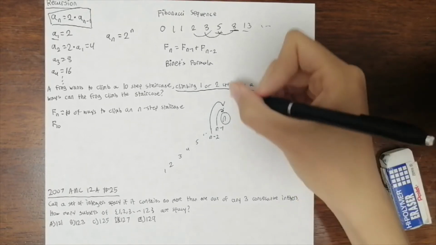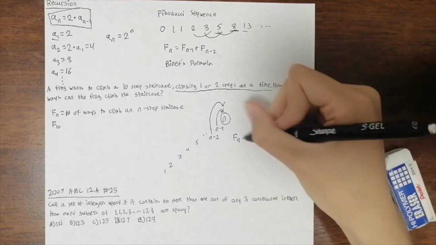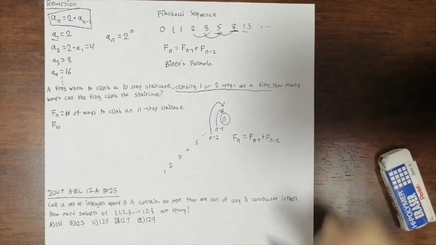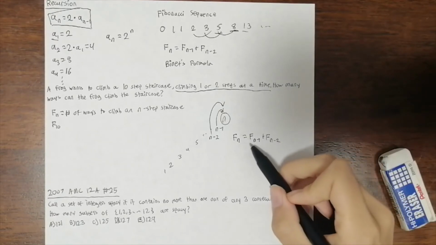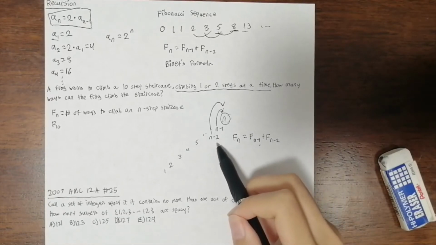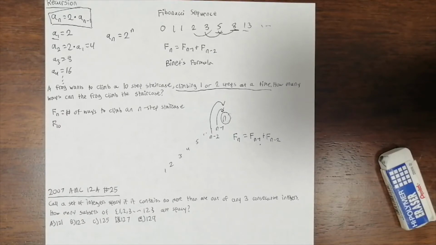So the number of ways to get to this nth step is equal to the number of ways to get to the (n minus 1)th step plus the number of ways to get to the (n minus 2)th step, because from the (n minus 1)th step, there's one way to get to the nth step, and from the (n minus 2)th step, you can also get to the nth step in one way. And that's how we get our recursive formula. Now that we have our definition and the formula, all we have to do is compute the first few terms, and then repeatedly apply this formula until we get to what we want, which is f sub 10.